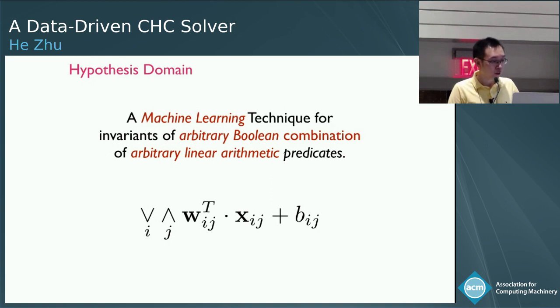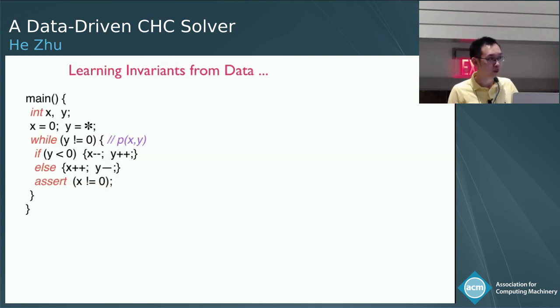This is a very powerful domain, and no machine learning algorithms have been applied to learn invariants of this form in the past. This domain is very good at verifying numeric properties, but our general verification framework can be extended to incorporate other domains such as the heap. We'll use a simple while loop program to illustrate our approach.